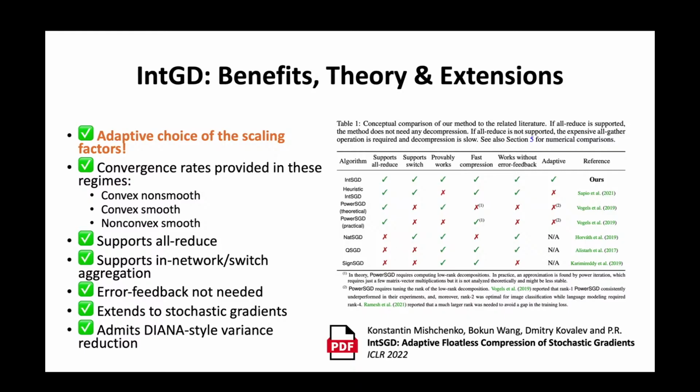And now I have one last minute before the break. And this has benefits such as you don't need any error feedback. For, let's say, sign SGD, you need error feedback. There's a famous paper that showed that. For this, you don't need it. It supports all-reduce in a native way. This choice of the scaling factors, adaptive, actually helps. And you have convergence in all kinds of setups and so on and so forth.